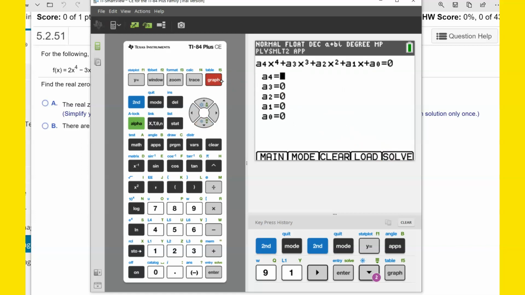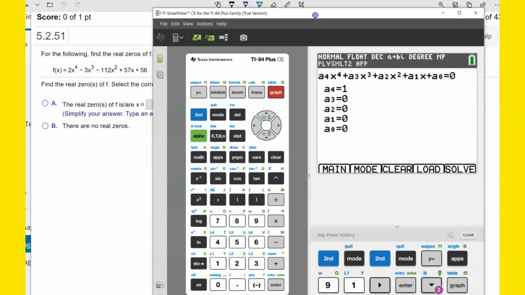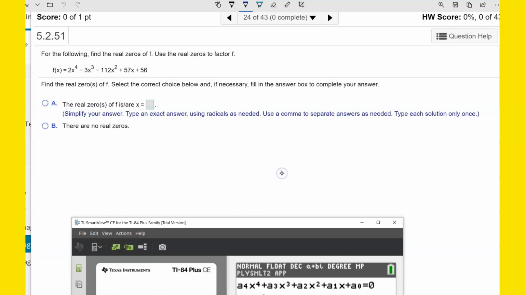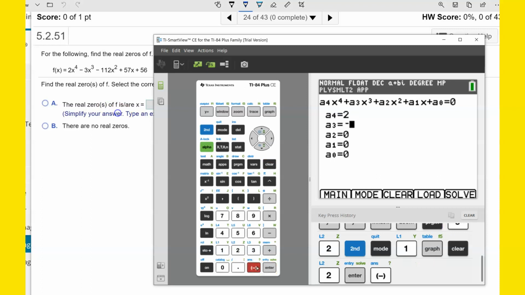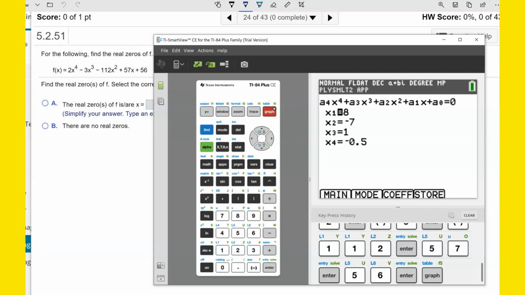And then I'm putting in my coefficients right here. My coefficients for this are 2, -3, -112, 57, 56. So 2, enter, -3, enter, -112, 57, 56. Then I click solve. I click solve by clicking the graph button, which is the button below solve, and it tells me my answers.